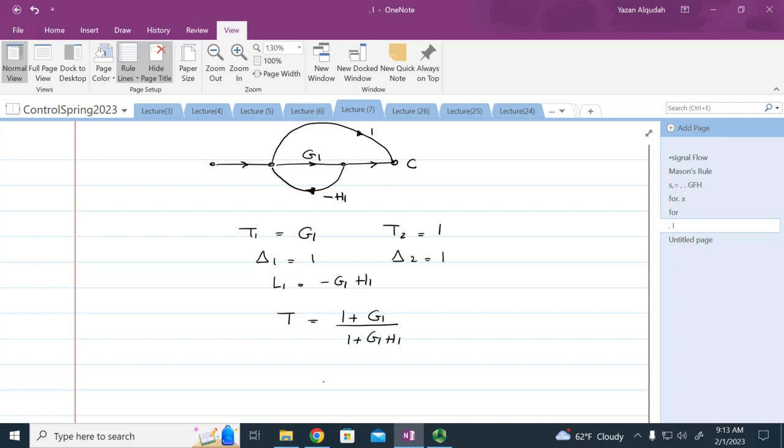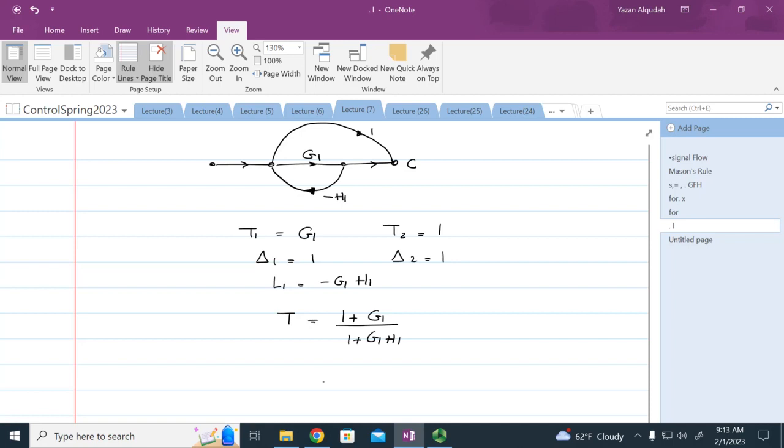Is that clear, everybody? Any questions? Okay. Now we have homework this week. It has some block diagram and signal flows exercises.